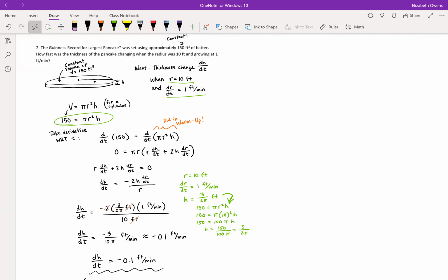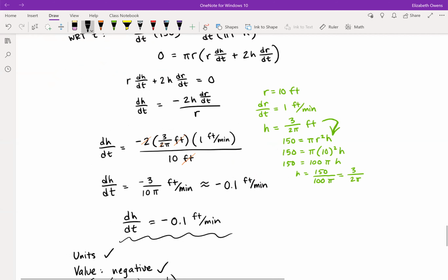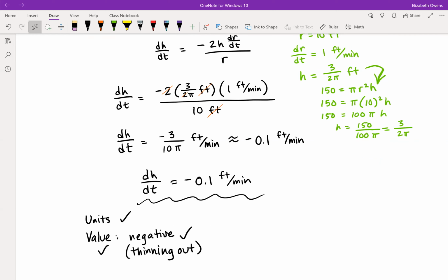So that seems reasonable scale-wise relative to the very large radius of 10 feet, thinning out at about 1 inch-ish per minute. So the value's okay, the negative's okay, the units are okay. So we've got our answer there. All right.